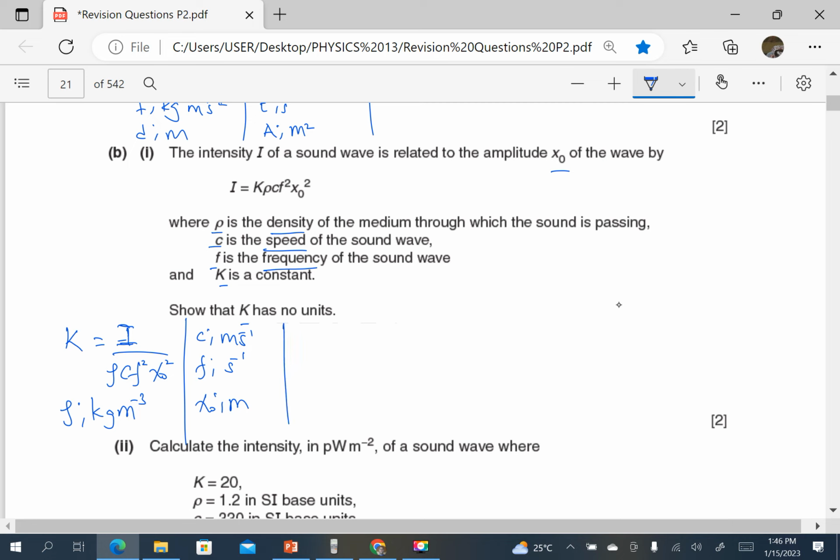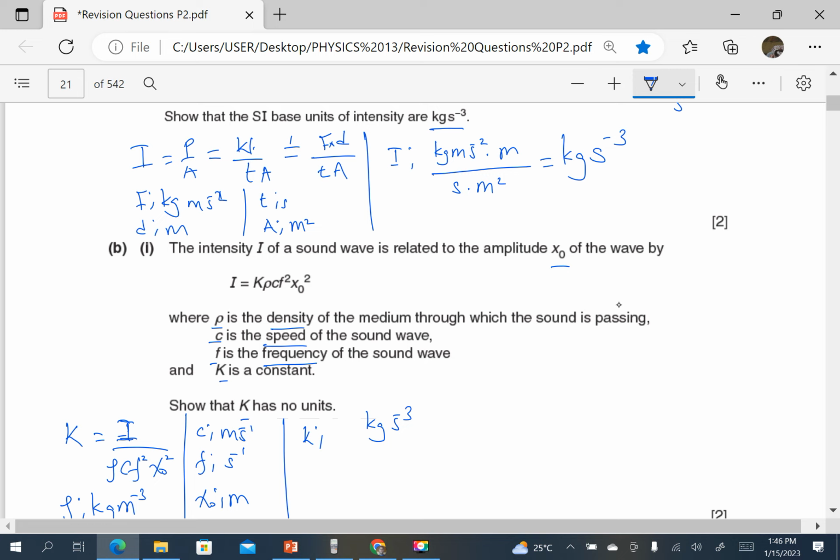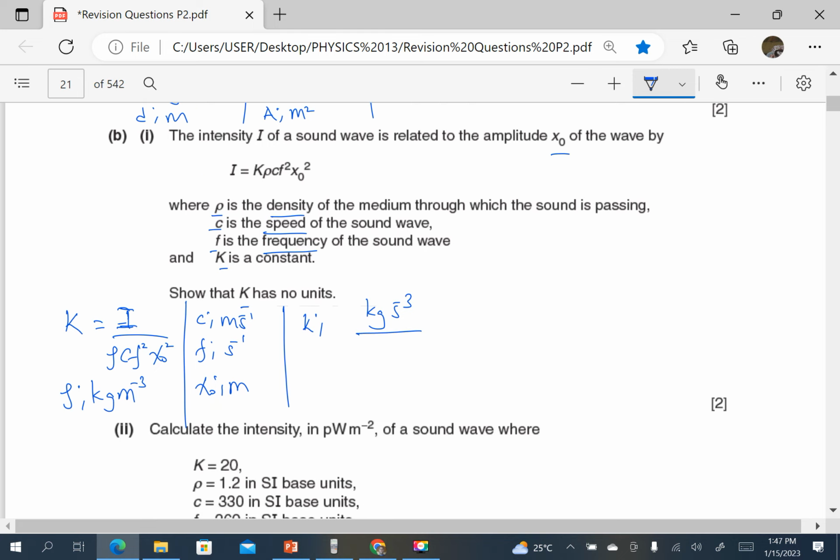So I'm now substituting. The units for k will be intensity, which we said is kilograms per second cubed from the previous part, divided by rho, which is kilogram per meters cubed, times c, which is meters per second, times f squared, which is s power negative 2, times x naught squared, which is meters squared.